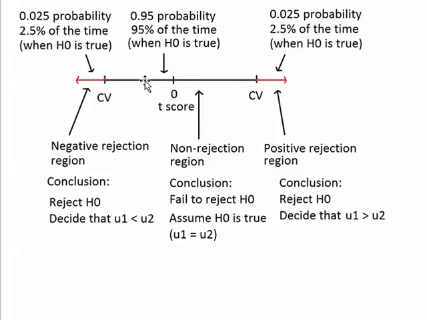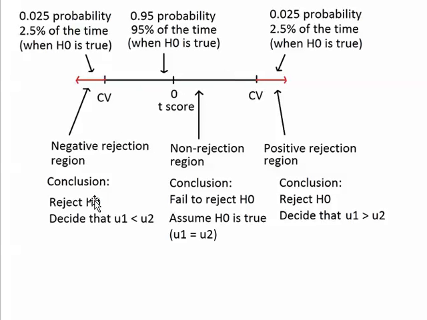If the t-score lands in here, you have an outcome that's consistent with H0. This type of outcome is likely to happen when H0 is true, so you don't reject it. You give it the benefit of the doubt. So here, reject H0 in this area, fail to reject H0 in this area, reject H0 in this area.